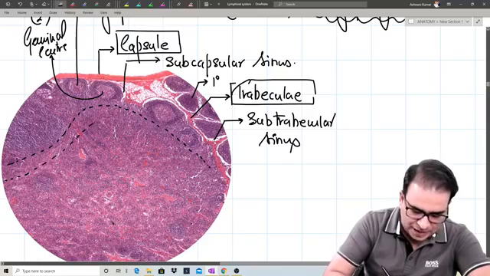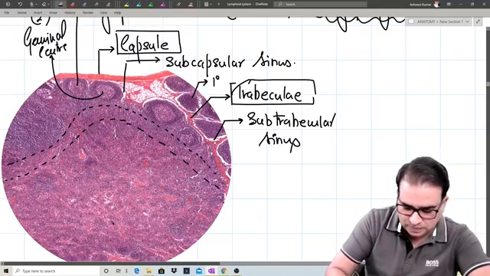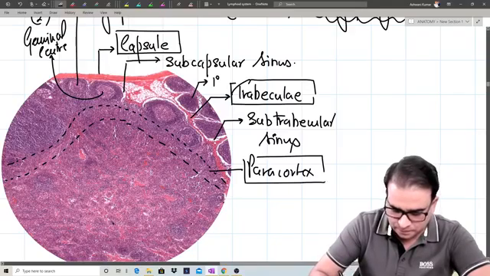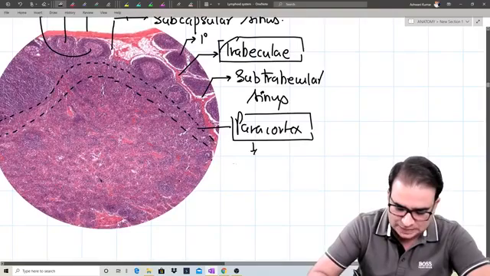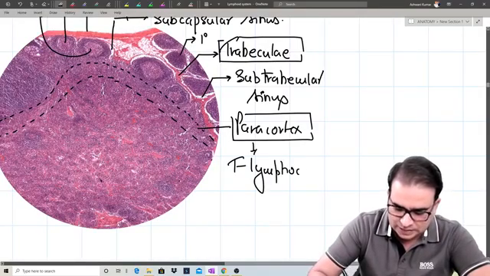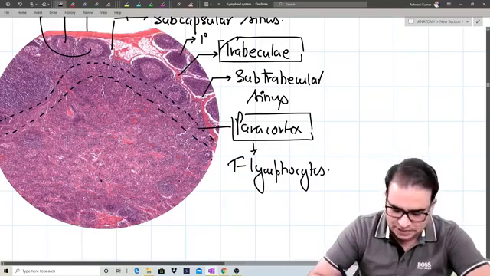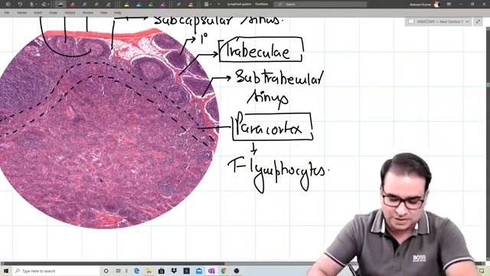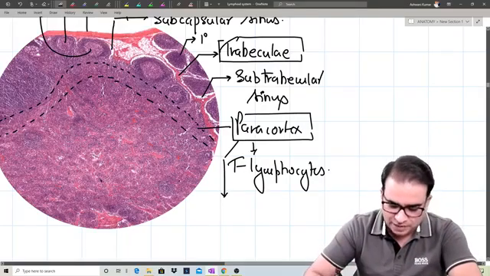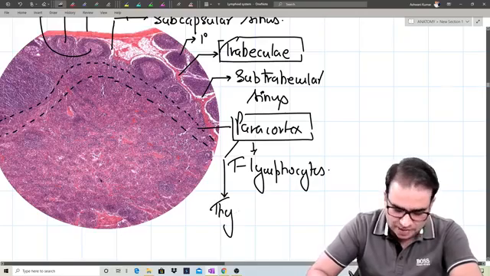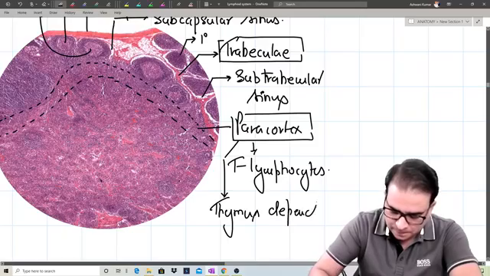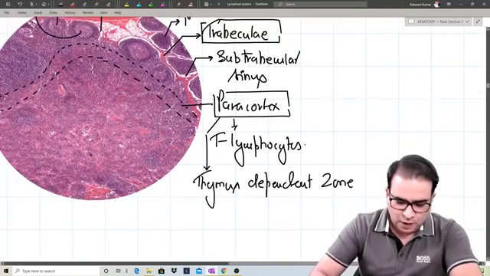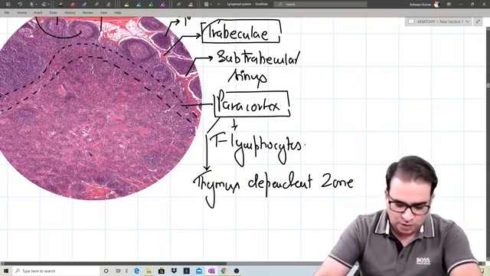Now look at this. This region here is the paracortex, or the so-called deep cortex region. The paracortex region, part of the lymph node, mainly has the T lymphocytes, guys. Because of the T lymphocytes present in this region, the paracortex is also called the thymus dependent zone. That's a question asked once in the exam. This here is the thymus dependent zone. We'll go into a more enlarged view of this part.